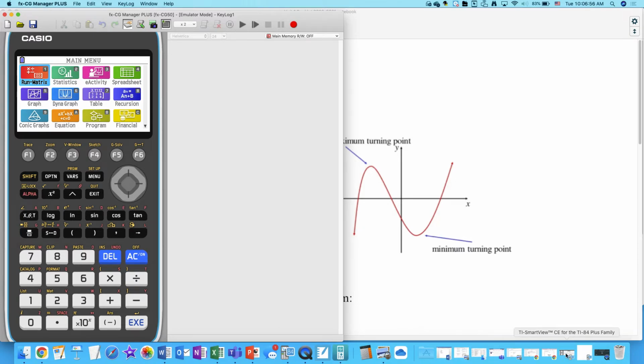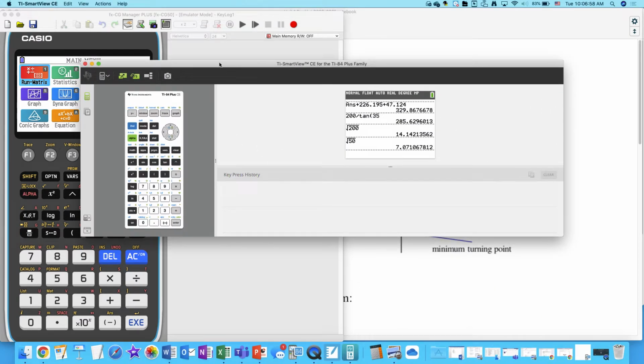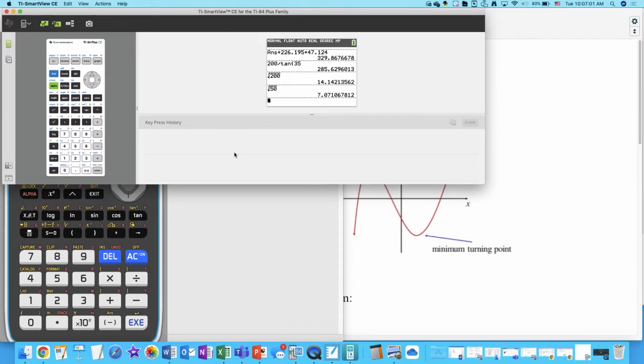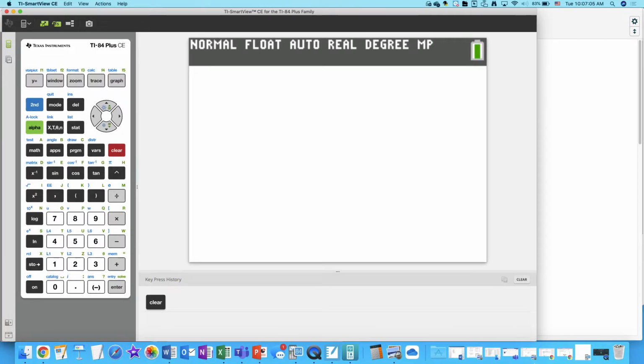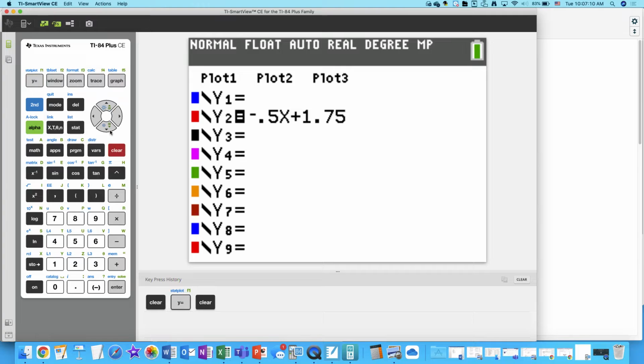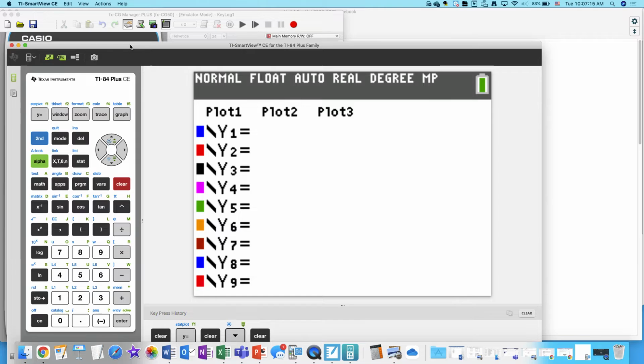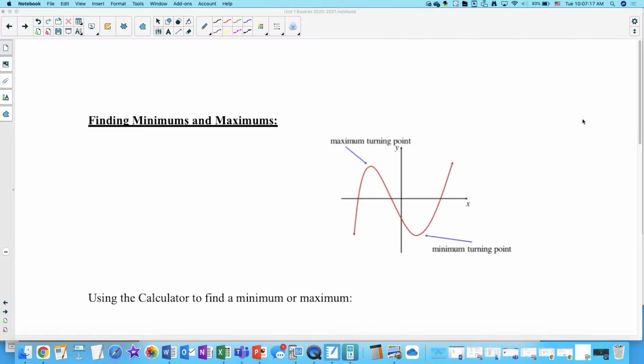Okay, so on the TI, whenever you want to graph anything, you're going to go to y equals. And if anything is in there, just clear it out. In this case, we want to look at maximum and minimum points. And actually, before we get into calculator stuff, I should talk about max-min points, or sometimes they are also called turning points. Okay? A maximum and a minimum point is something like this.